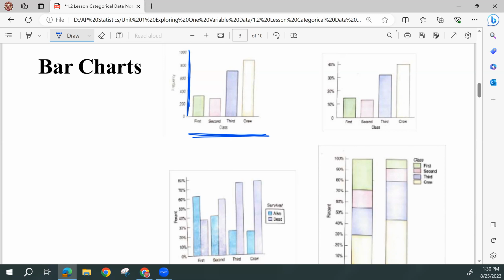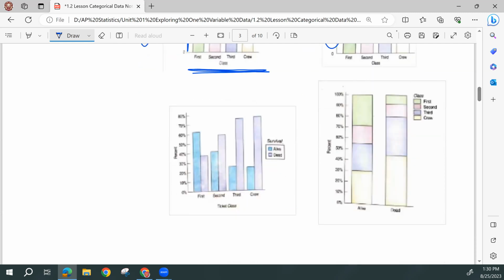And so these are just different ways to represent which class you were in or were part of on the Titanic. This is counts or frequency, the actual number of people. This is in percentage out of the whole. Here we have what's called a side-by-side bar chart, where we broke each category down based on whether or not that person survived or died.